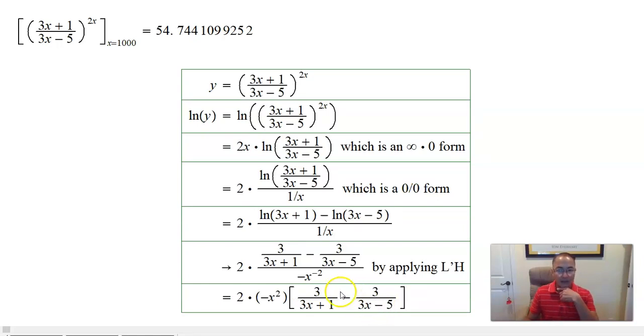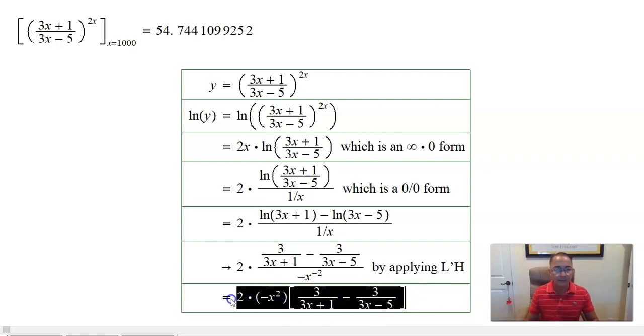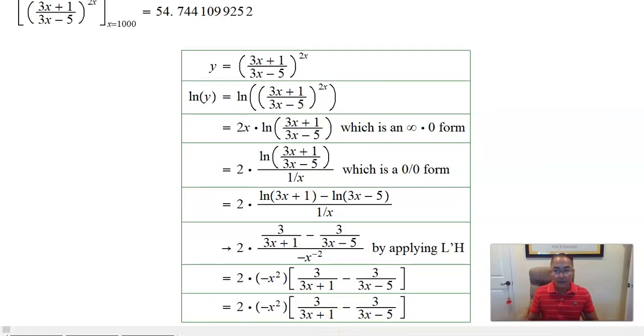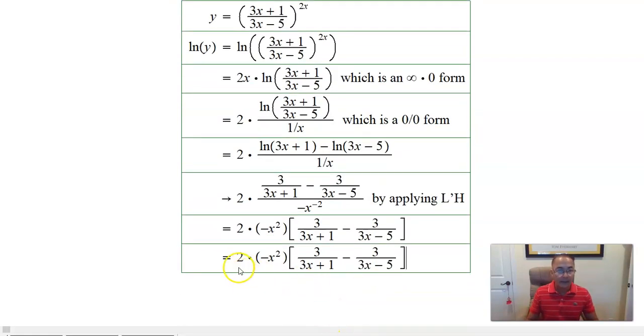Should we factor out the 3? Yeah, we can do that. You want to do that? Sure, let's do that. Okay, so we got 6 over here times negative x squared. So let's just write it as negative 6x squared. Okay, so this is now a 1, and this is also a 1.